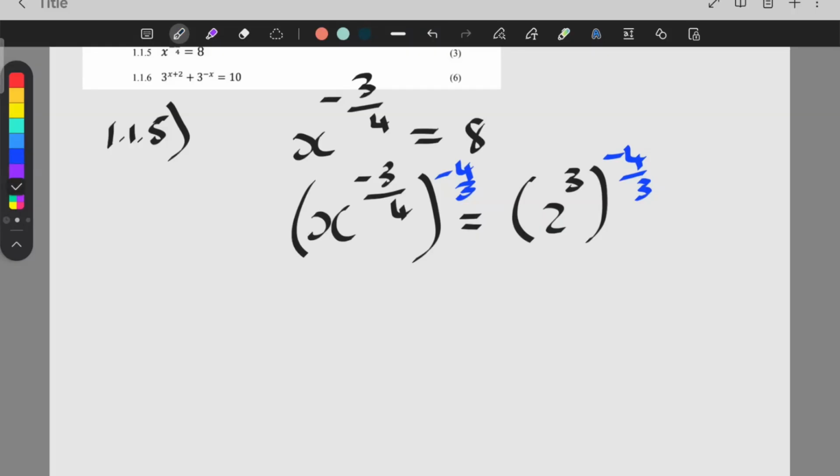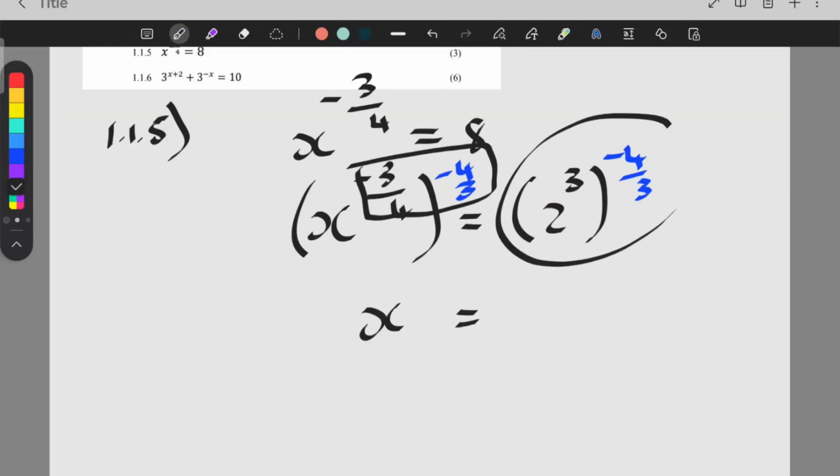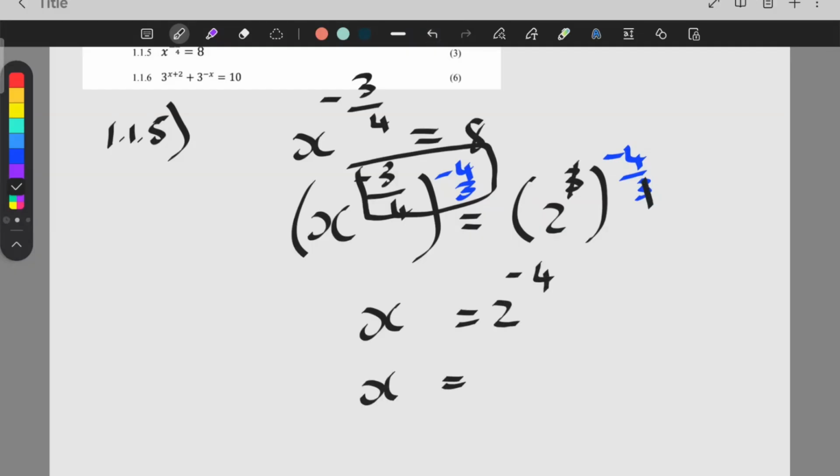Okay? These two will cancel now, eh? So this is only x. You can put this on your calculator, or you can just say this and this will cancel, 2 to the negative 4. And 2 to the negative 4 is 1 over 2 to the 4, which is 1 over 16. And that's how you do that question.